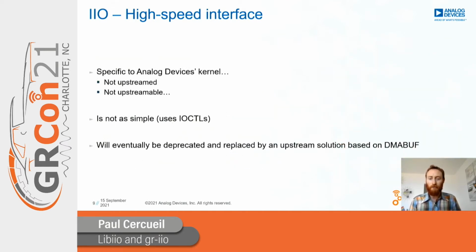The problem with this high-speed interface is it's specific to the Analog Devices kernel. It is not upstream and it is not upstreamable. It was probably upstreamable when it came out in the early 2010s, but now there are better mechanisms that could be used in the upstream kernel for this solution. The other thing is it is not as simple. It uses IOCTLs. You can't just read and write data using a bash script, for instance. I think it will eventually be deprecated and replaced by an upstream solution, as I said before, probably based on DMABUF, for those who know.